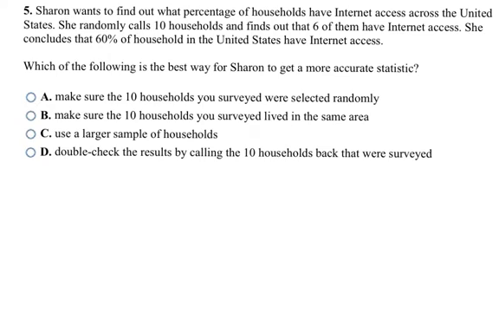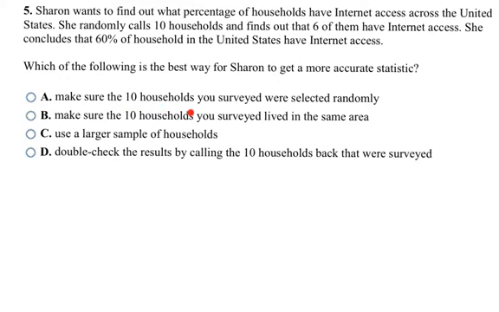This next question says, Sharon wants to find out the percentage of households that have internet access across the United States. She randomly calls 10 households and finds out that 6 of them have internet access. She concludes that 60% of the households in the United States have internet access. Which of the following is the best way for Sharon to get an accurate statistic? A, make sure that the 10 households you surveyed were selected randomly. Well, that's good, but let's go through all the answers so we can find the best answer.